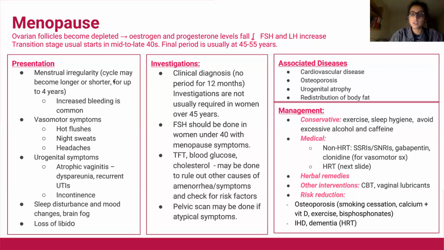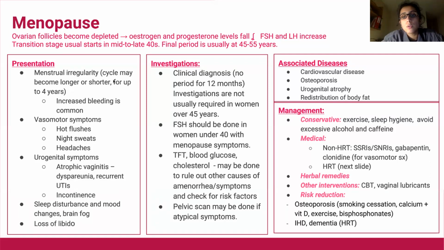Now, in terms of the management, as with everything, we can split this up into conservative, medical, and other things as well. So in terms of conservative and lifestyle measures, things like increasing exercise, improving sleep hygiene, so sleeping in a cool environment, avoiding excess alcohol and caffeine, and trying to reduce stress. You can also use psychological interventions, so CBT or mindfulness, which are various relaxation techniques. And although we're not really taught a lot about it, lots of patients find that herbal remedies can also be beneficial as well. Just an interesting point.